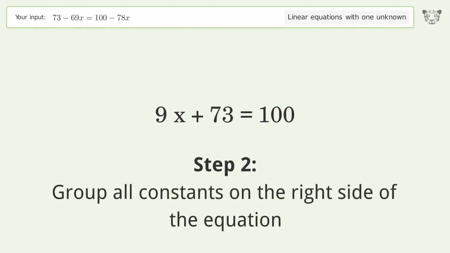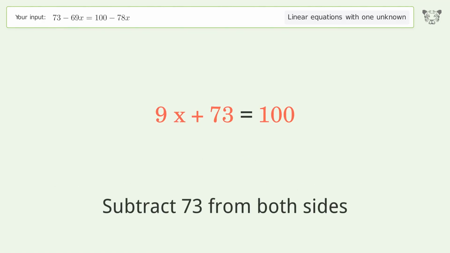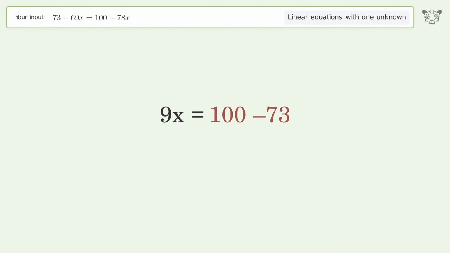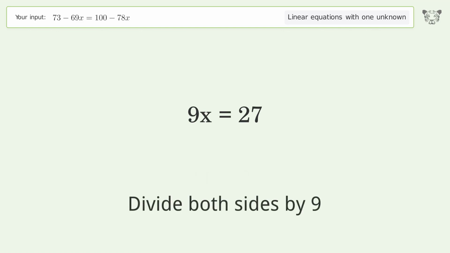Group all constants on the right side of the equation. Subtract 73 from both sides. Simplify the arithmetic. Isolate the x. Divide both sides by 9.